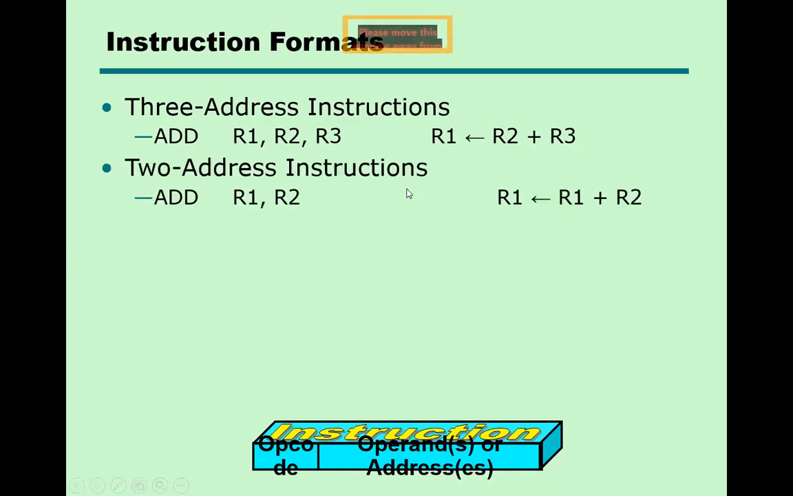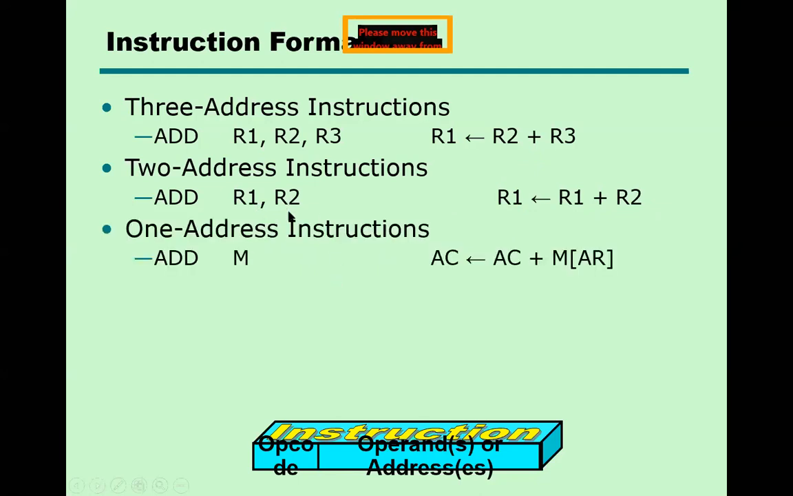Now the two address instruction. This is one format, the three address instruction. The other format is the two address instruction. In a two address instruction, we are not using three memory references. Two address means two memory references are there. In the same way you can perform the addition operation here, like R1 plus R2, and whatever the result is, it will be stored into R1. So in this way we can perform the same addition operation using only two addresses.